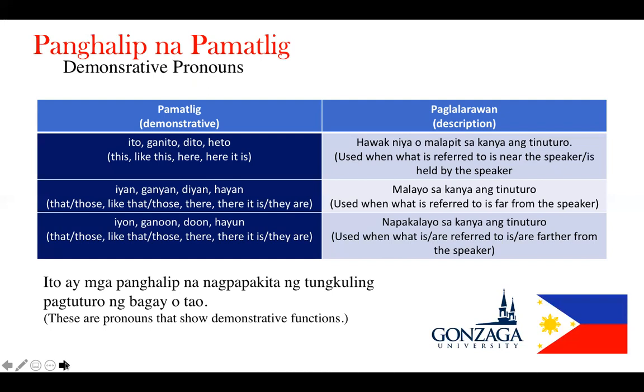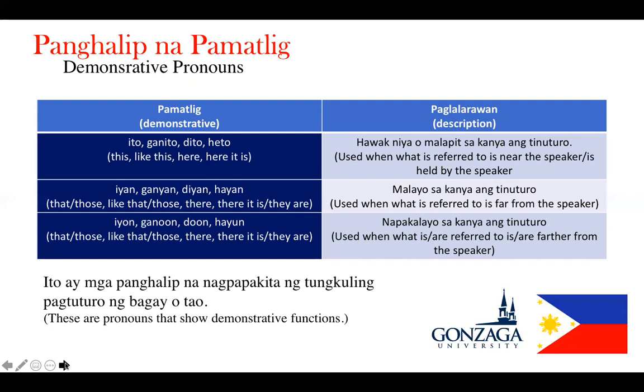For example, ganyan ang bag ko. So my bag is like that. Nilagay ko ang bag ko dyan. Okay, I put my bag there. Hayan. Hayan ang bag ko. Where's my bag? So that's how you use yan, ganyan, dyan, and hayan.